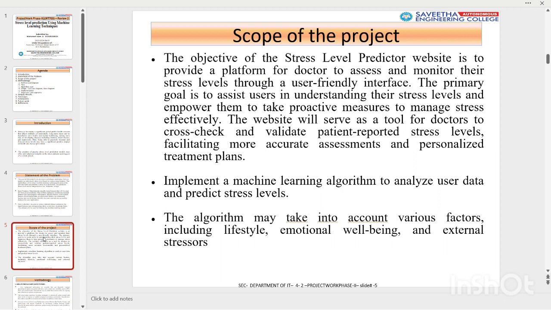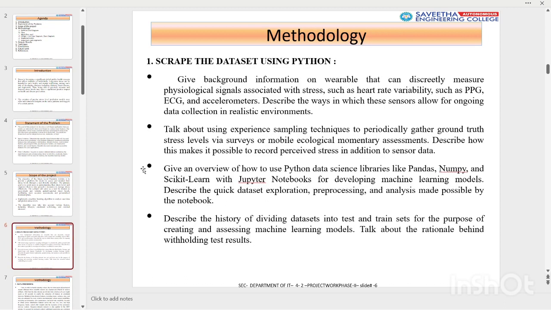And implementing a machine learning algorithm to analyze the user data and predict the stress level. The algorithm may take into account various factors including lifestyle, emotional well-being, and external stressors. And the methodology of the project.